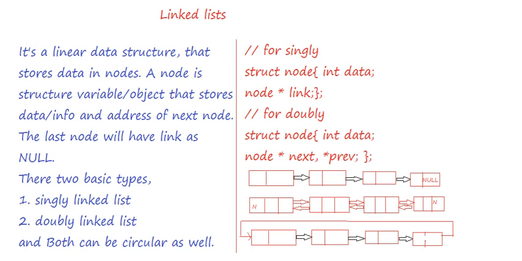So what are the different types of linked lists available? It depends on the kind of link you have. If you have only one link, the address of the next node. Let me first define what a node is. A node is a structure, variable or object that stores data or info as well as the address of the next node. The data and information could be anything. Say if you talk about student roll number, student name, student results, this all forms the data part.